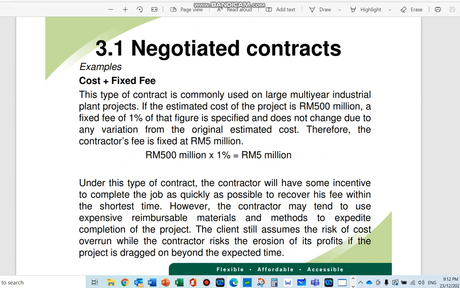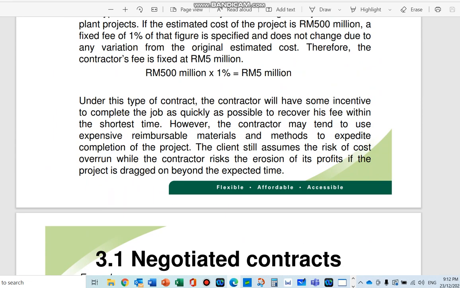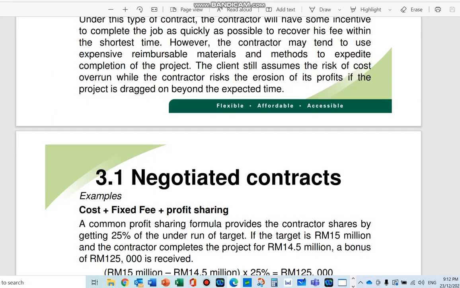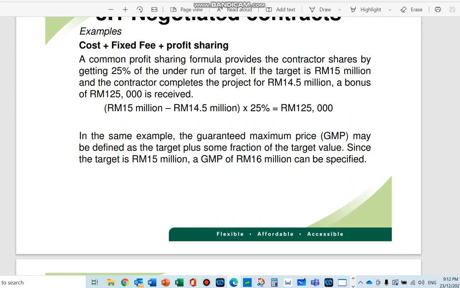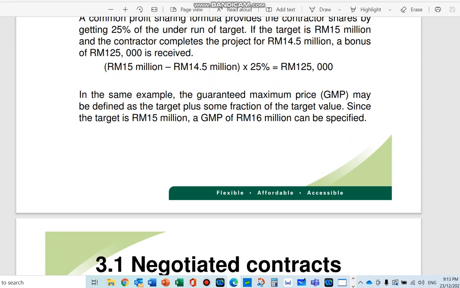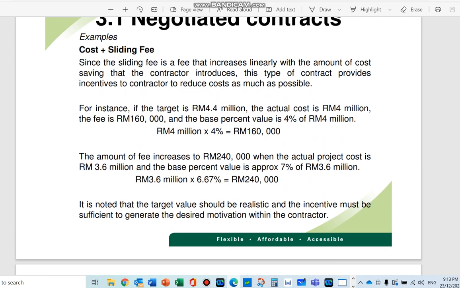For example, cost plus fixed fee is quite simple. It's just basically 5 million times 1%, so you get 5 million plus that. And then if you have a cost plus fixed fee plus profit sharing, if you reduce the cost down, you fix a percentage of sharing, and that would be 25% going to the contractor or something like that. Cost plus sliding fees is basically, if your target is 4.4 million and the actual is 4 million, you have the scale ready already, and the scale is, let's say, 4%, then you get 160,000.